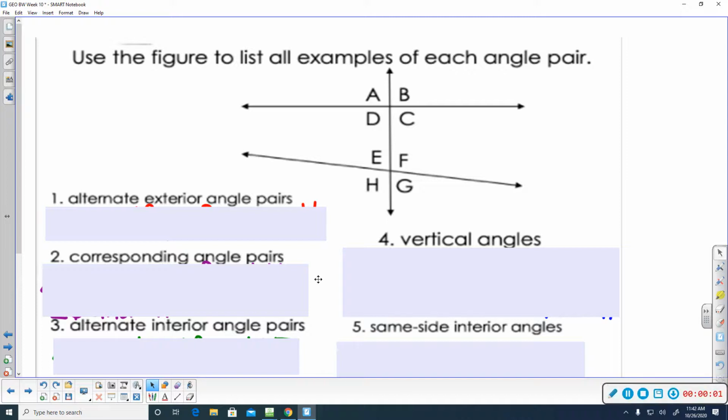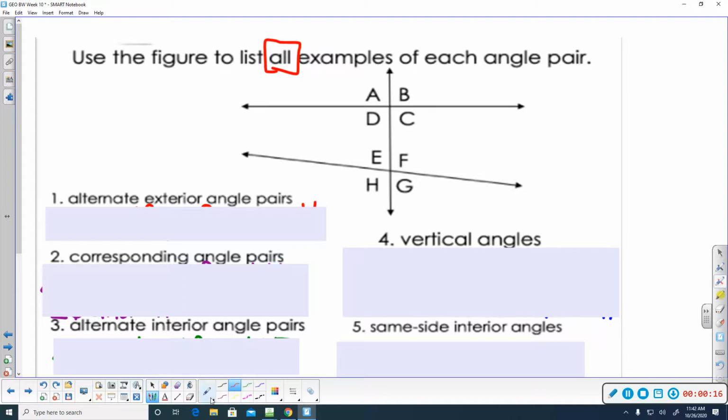Alright, so we are going to use the figure to list all examples of each angle pair. So this keyword "all" here is important. We want to list all of the examples from the picture, not just one. Alright, so number one, we want to find alternate exterior angle pairs.